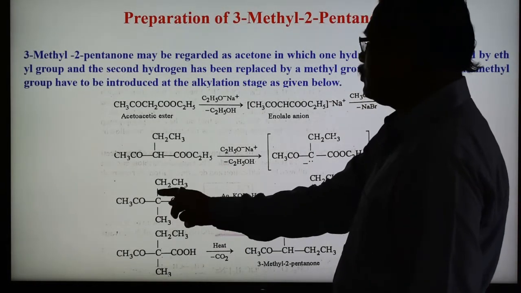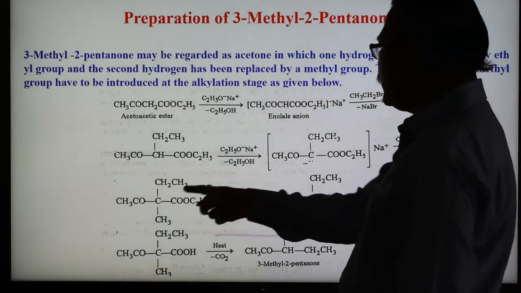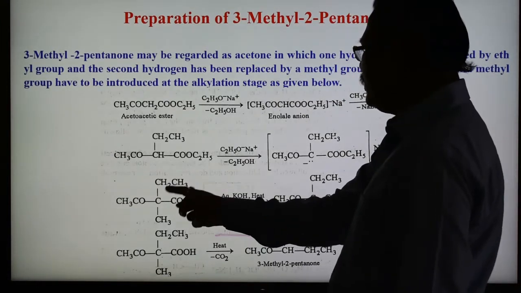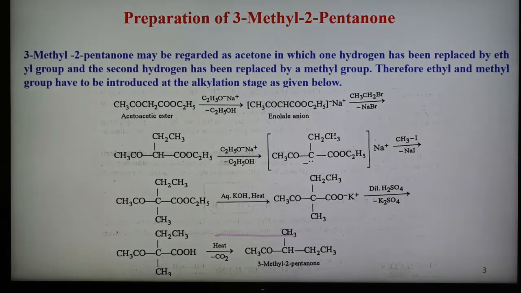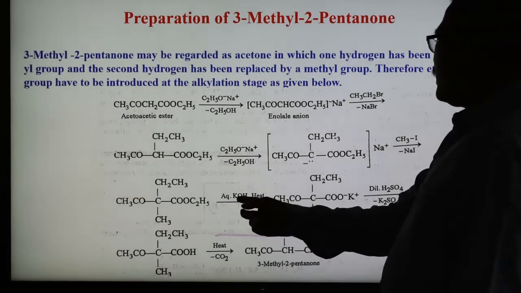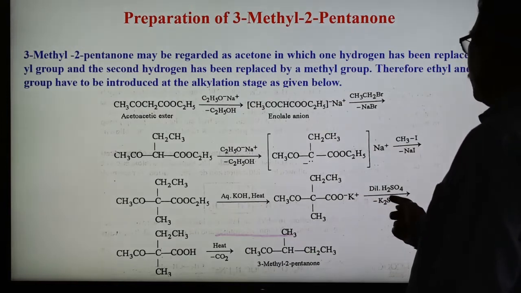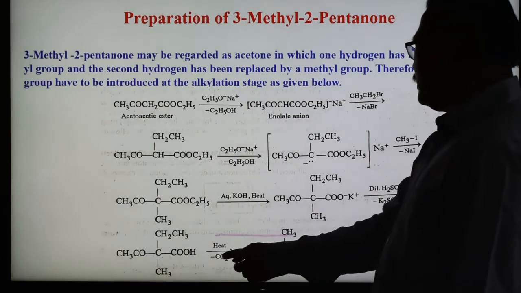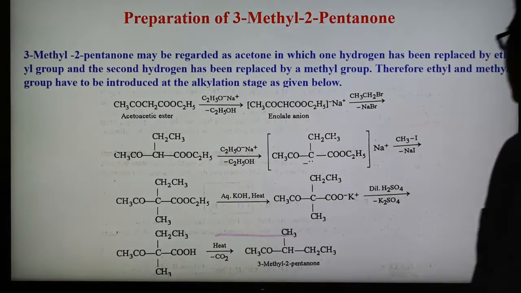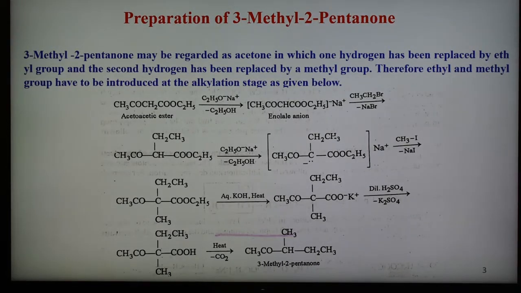So two hydrogens have been abstracted by the ethoxide, and the first time an ethyl and the second time a methyl group is attached to this carbon. After that, reaction with KOH hydrolysis gives COOK, then acidification gives COOH, and then CO2 is lost, and we get this compound CH3 CO CH CH3 CH2 CH3.